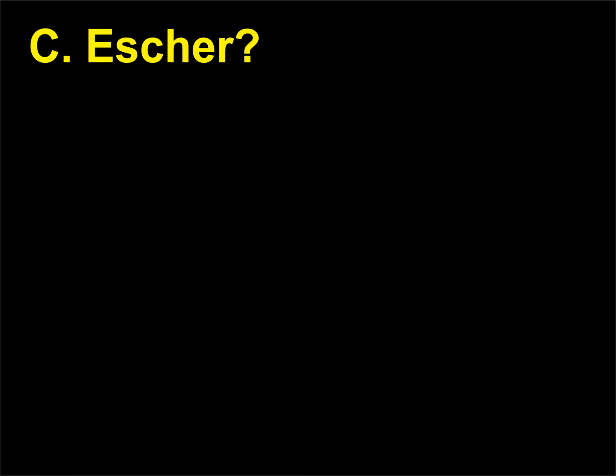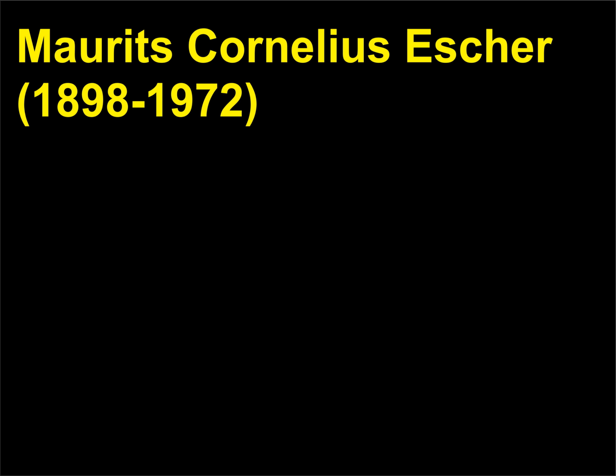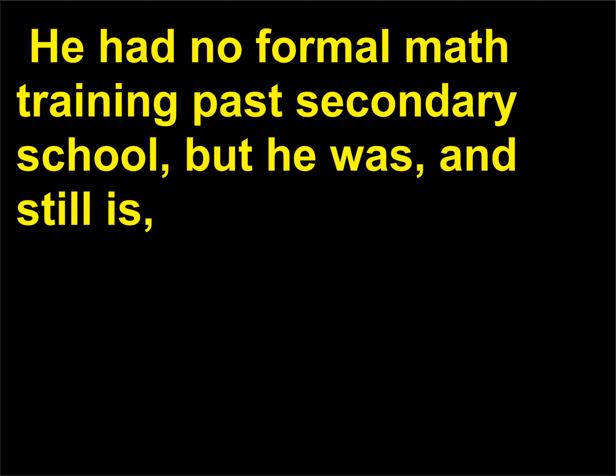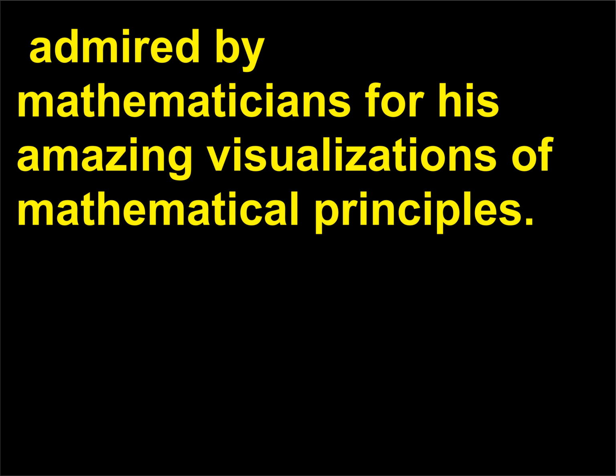Who was M. C. Escher? Moritz Cornelius Escher, 1898 to 1972, was a Dutch painter famous for his mixing of art and mathematical concepts. He had no formal math training past secondary school, but he was, and still is, admired by mathematicians for his amazing visualizations of mathematical principles.